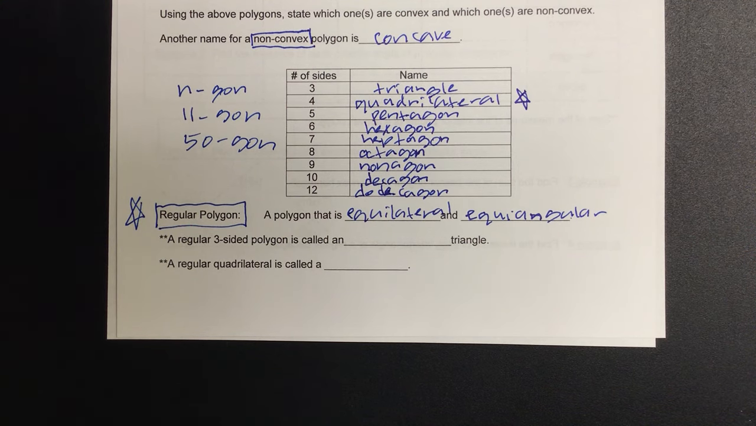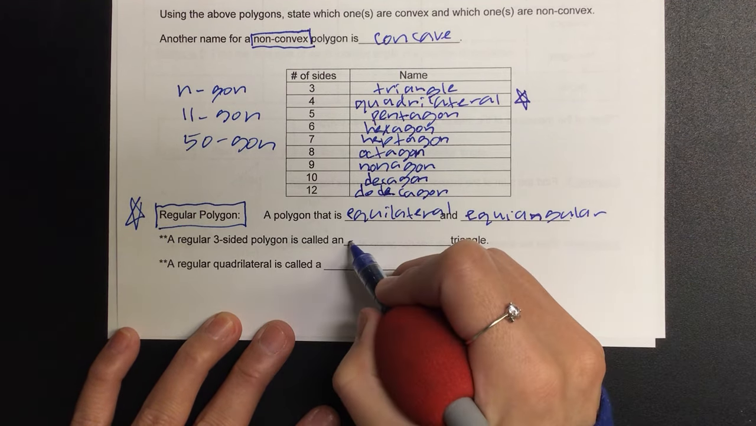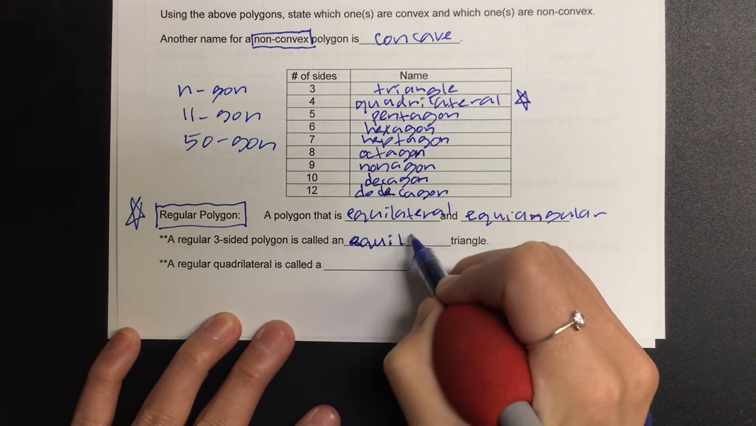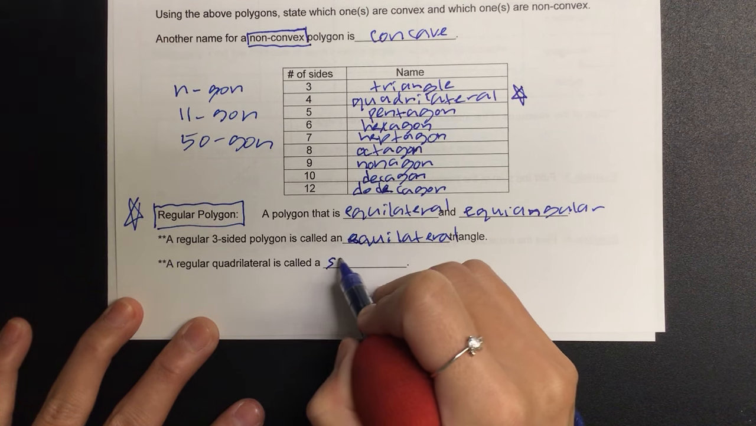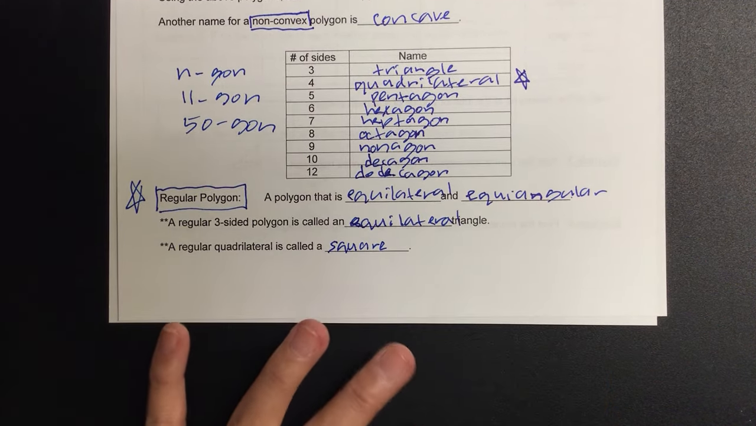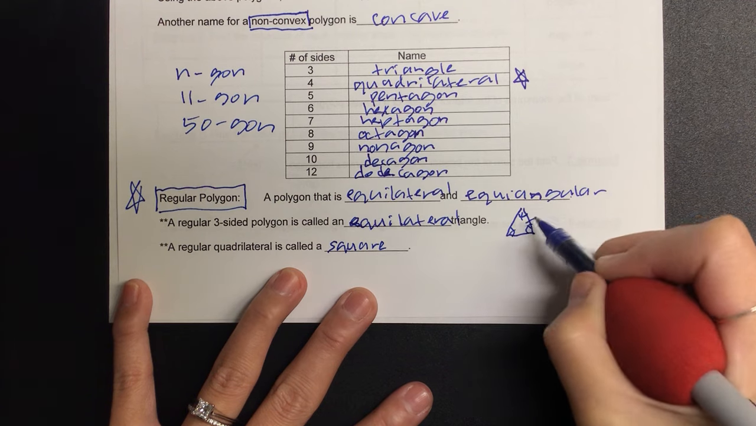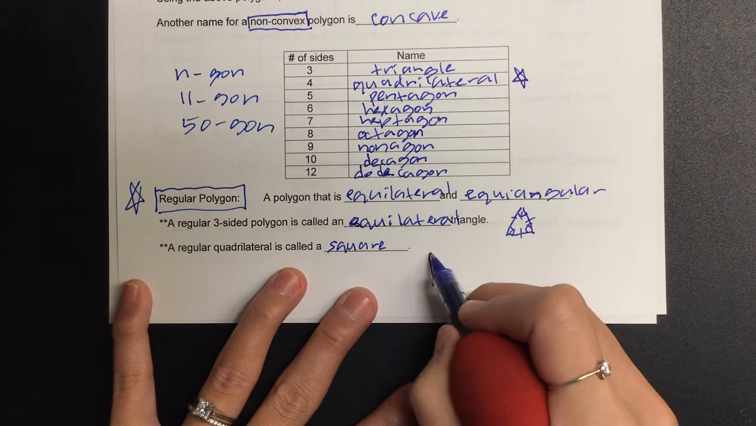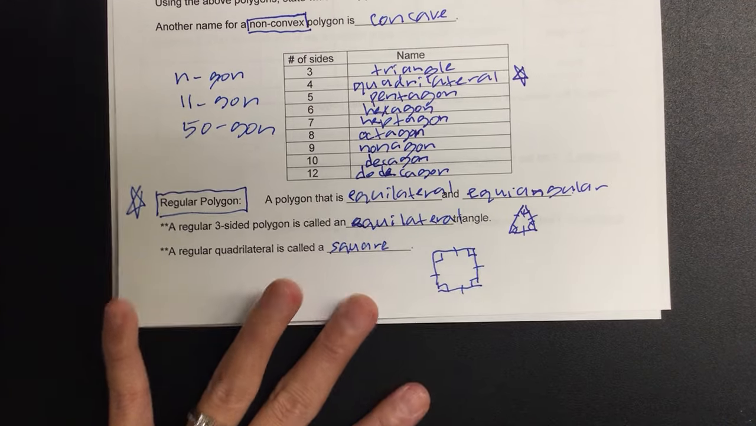Spradley, let's read the next line and fill in the blank. A regular three-sided polygon is called a blank triangle. So if it's a three-sided polygon that is regular, it must be an equilateral triangle. Then Hannah, let's read the next row. A regular quadrilateral is called a square. Very good. Why is that? Let's draw it. Here's my equilateral triangle: all the angles are the same, all the sides are the same. And if I make my square, all the angles are right angles and all the sides are congruent.